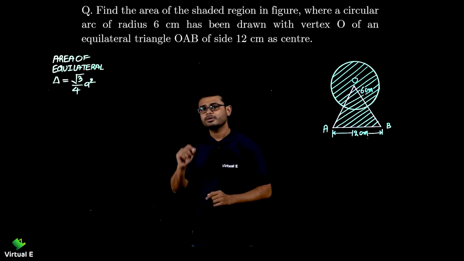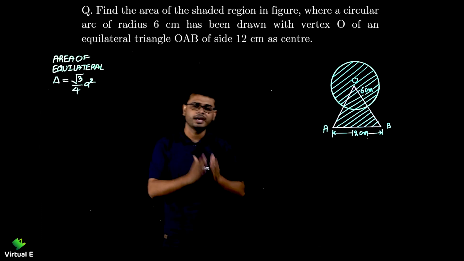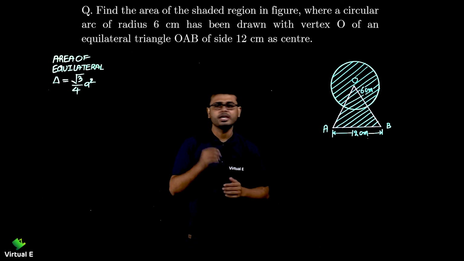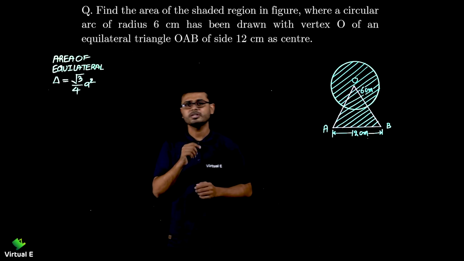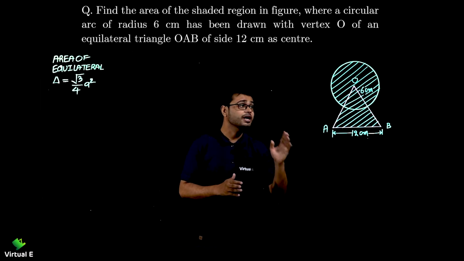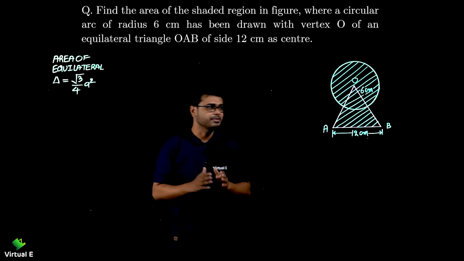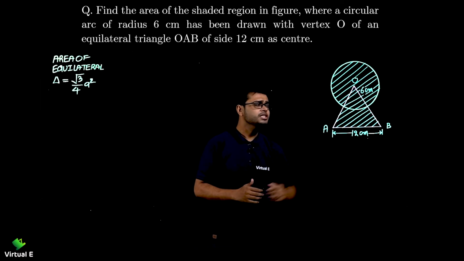Okay, so we know there are 2-3 different kinds of triangles based on sides, based on angles. Here we are talking about equilateral. Equilateral means what? Equal, lateral means side, equal sides. So this triangle has all the sides equal. We already learned in previous grades, right? We remember that. So this is equilateral triangle.